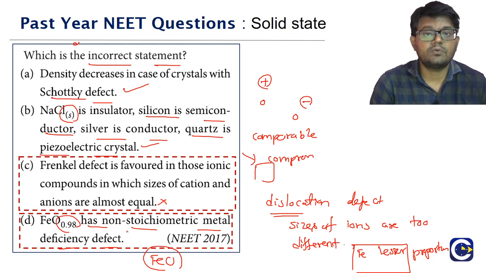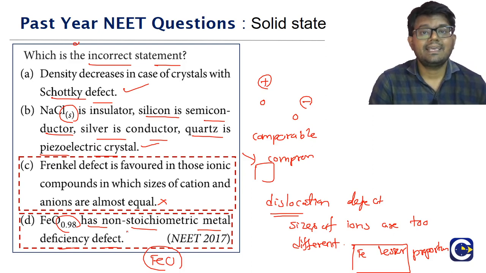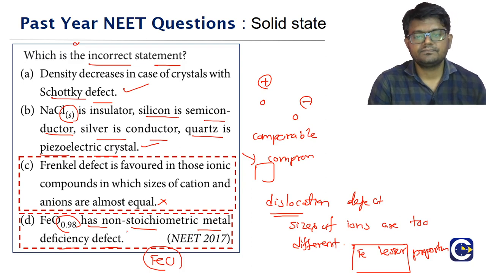So for this, both C is incorrect and D is also incorrect, because D corresponds to metal excess and not the metal deficiency. Okay, so we'll move on to the next question, guys.